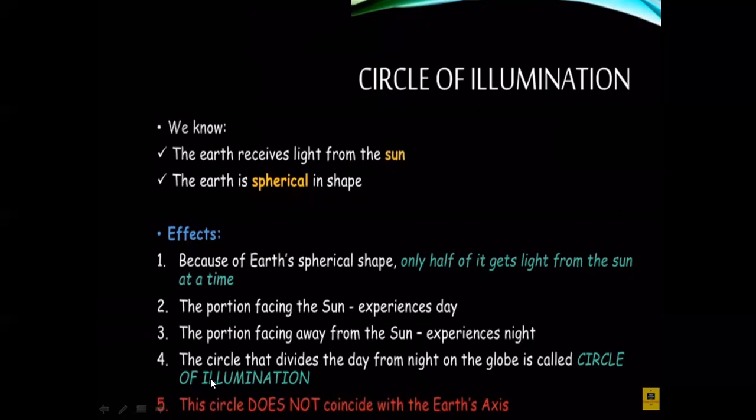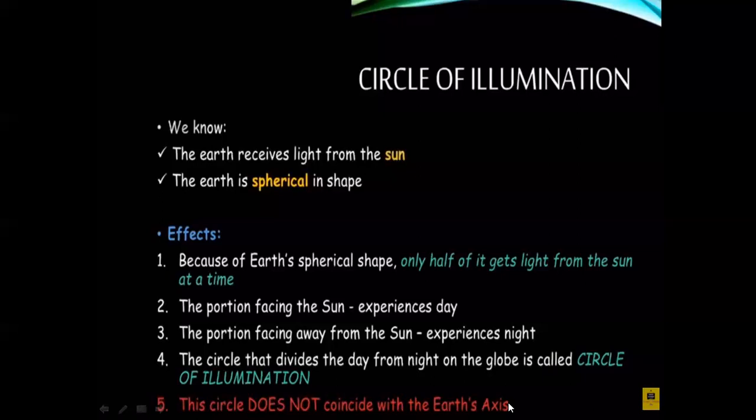So this is how day and night occurs. The circle that divides the day from night on the globe is called the circle of illumination. What is the circle of illumination? The circle that divides the day from night on the globe is called the circle of illumination. This circle does not coincide with the Earth's axis.